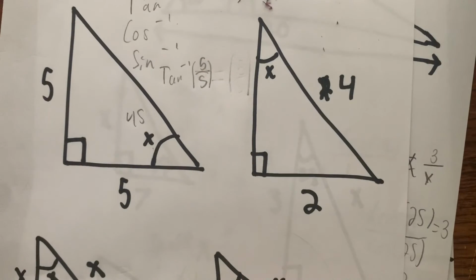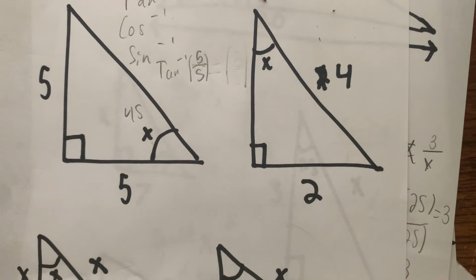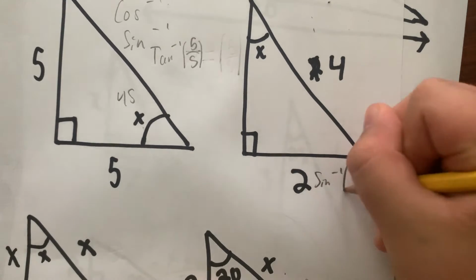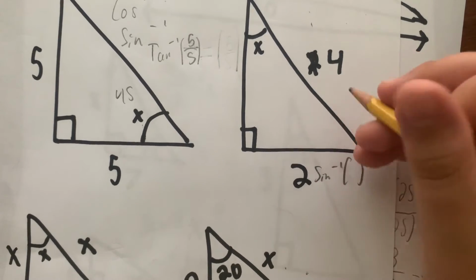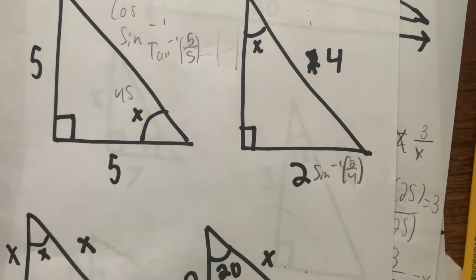So now let's go over here. So you see you have your opposite and your hypotenuse. So you're going to use sine. You want sine -1, and then in your theta spot, you're going to put your 2 over your 4. Then you're going to plug that into your calculator.